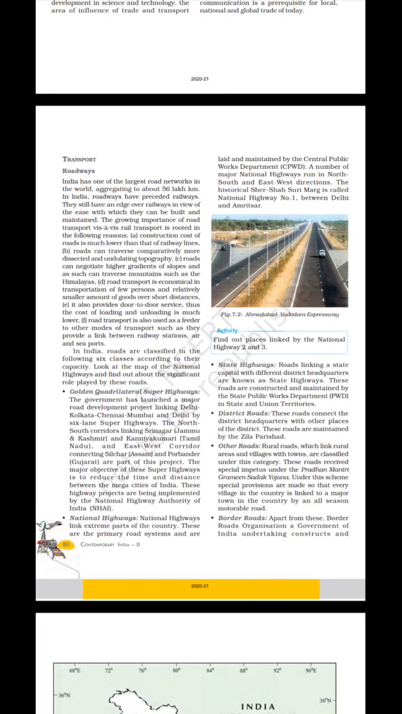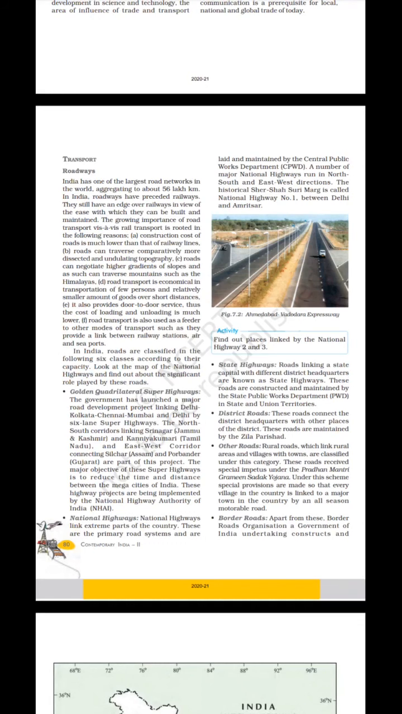Road transport is also used as a feeder to other modes of transport, as they provide a link between railway stations, air and seaports. In India, roads are classified in the following six classes according to their capacity. Look at the map of the national highways and find out about the significant role played by these roads.